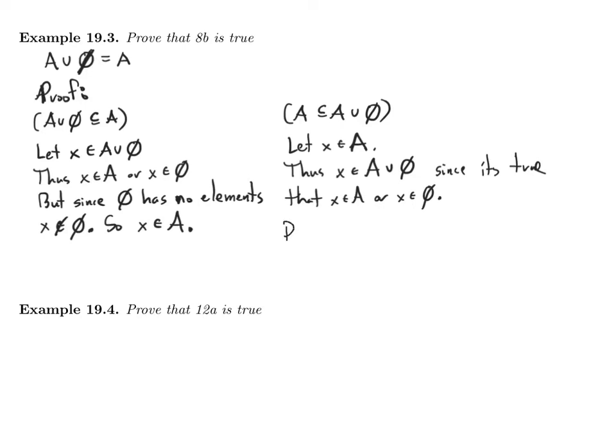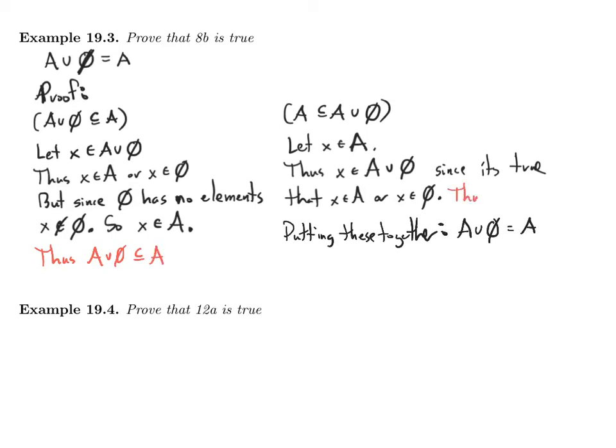So putting these together, we have that A union the empty set equals A. And just to be more explicit, over here we showed that A union the empty set is a subset of A, and over here we showed that A was a subset of A union the empty set. So that one wasn't too bad at all.